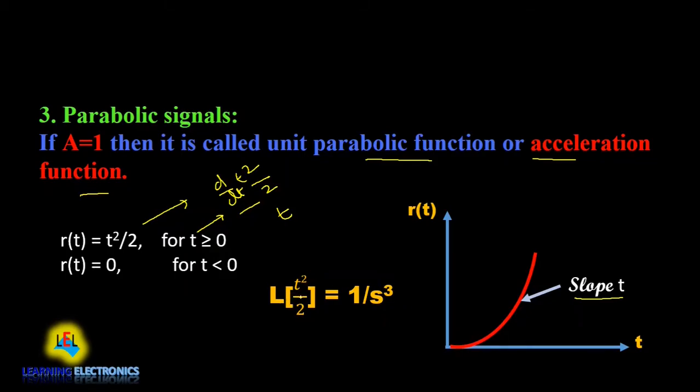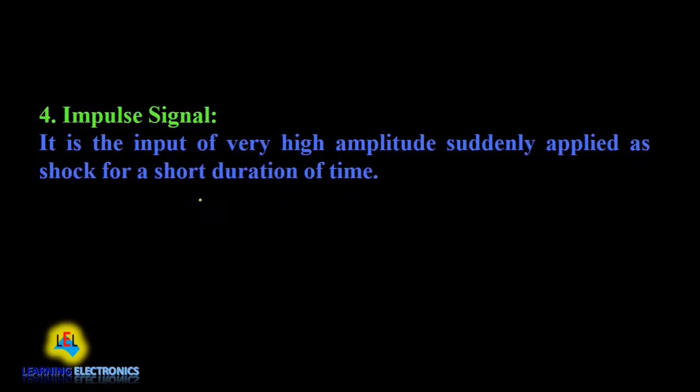So when we find out the Laplace transform of t square by 2, what we get? 1 upon s cube. Okay. So Laplace transform of t square by 2 is 1 upon s cube. Last one is impulse signal. It is the input signal of very high amplitude, which is suddenly applied as a shock for short duration of time. So impulse signal is always applied for short duration of time suddenly, and it has a very high amplitude.